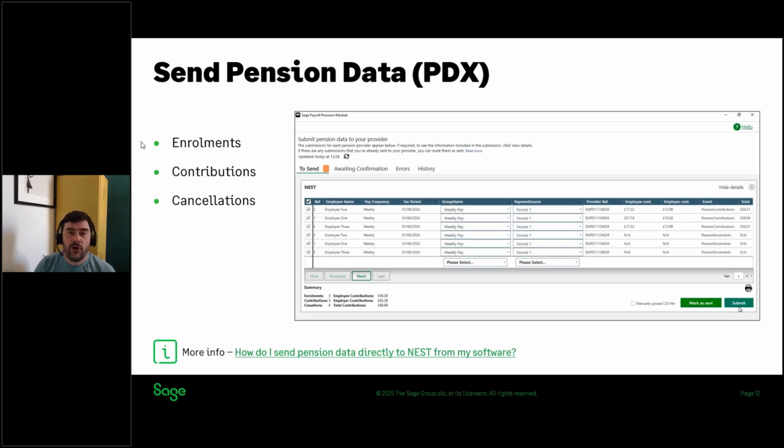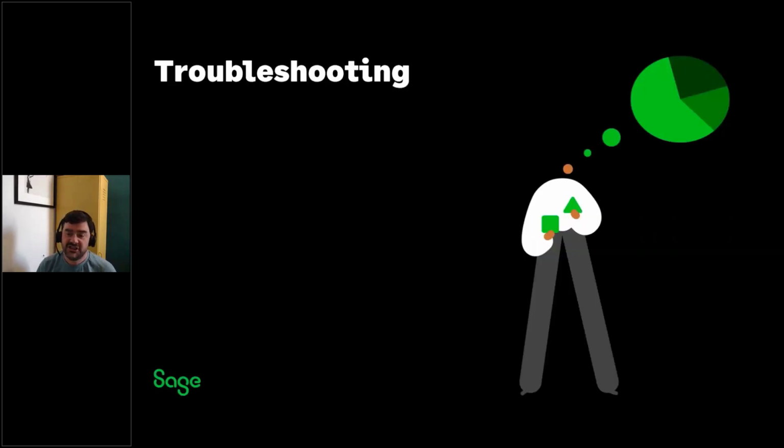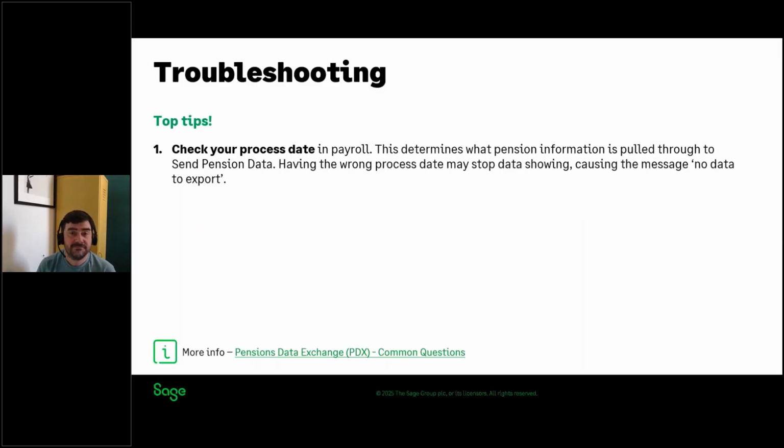Now, before we move on to exporting CSV reports for other providers, I do want to just share 4 of our top troubleshooting tips for Pensions Data Exchange. So if you're finding, again, any kind of error when you try to send your pension data, first thing to check is your process date in payroll. So make sure you have set it to the pay date that you're attempting to submit to your provider. Having the wrong process date can result in the message saying that no data is available to export.